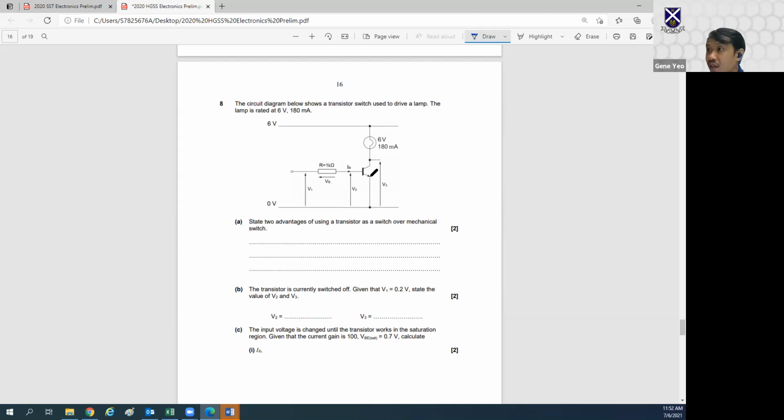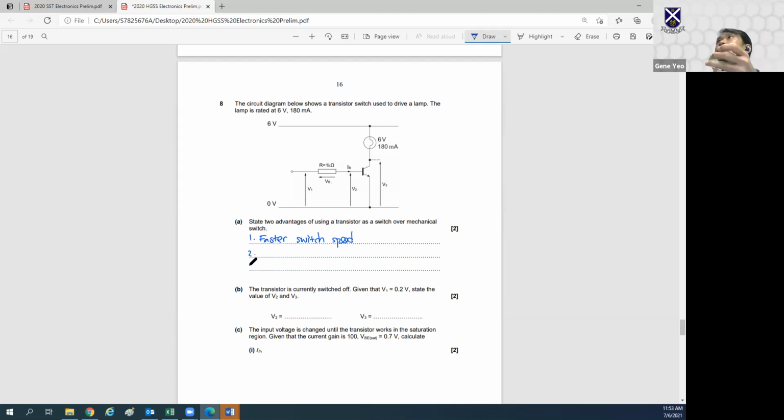So 8A, this BJT, this transistor is used as a switch, right? And we also have the option of using a mechanical switch if we want to, but obviously a BJT is better. Now, why? So there are a couple of reasons. The first reason is that it switches faster. So there is a faster switching speed in a transistor compared to a mechanical switch. Okay, so it switches faster.